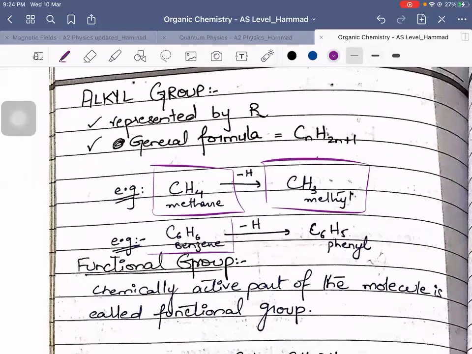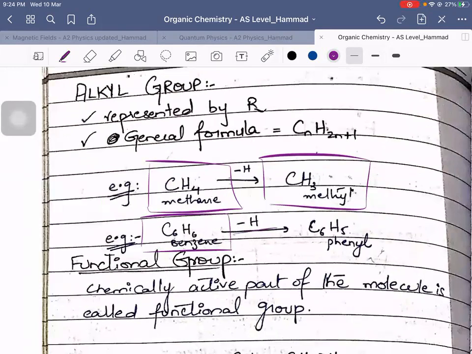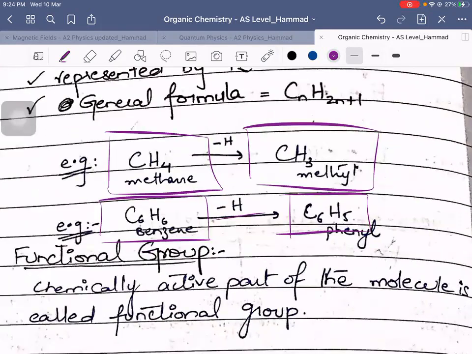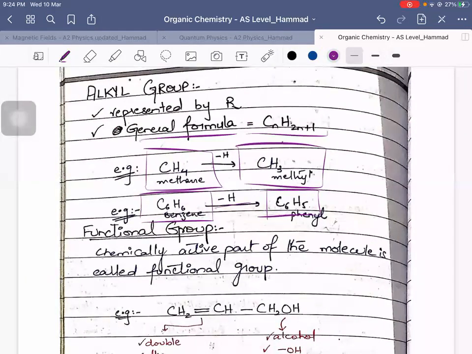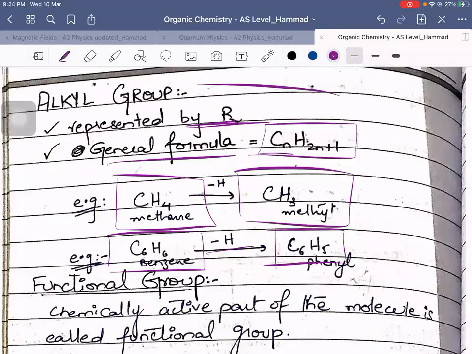If it's benzene and there's a hydrogen removed, you could call it either benzyl or phenyl. That's a special name. The general formula of alkyl groups is CnH2n+1, and it is represented by R. Please understand that alkyl groups are electron donating groups.